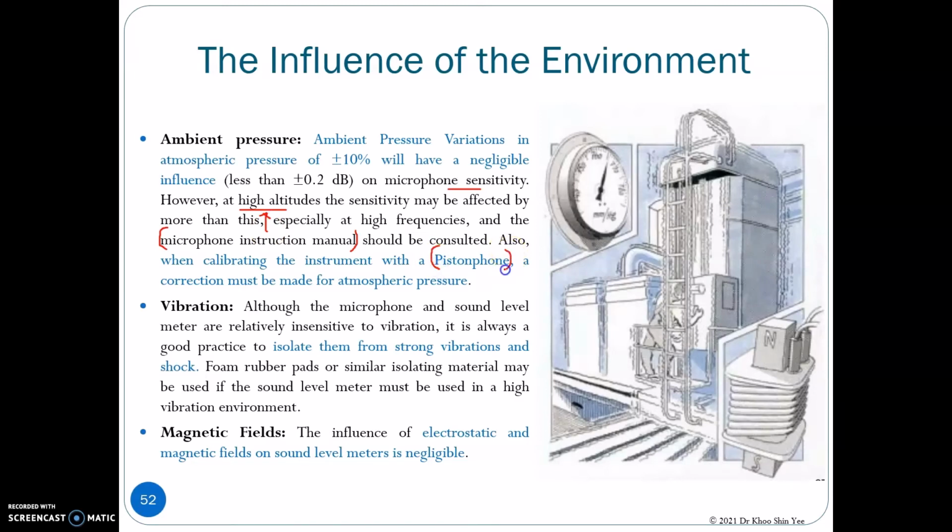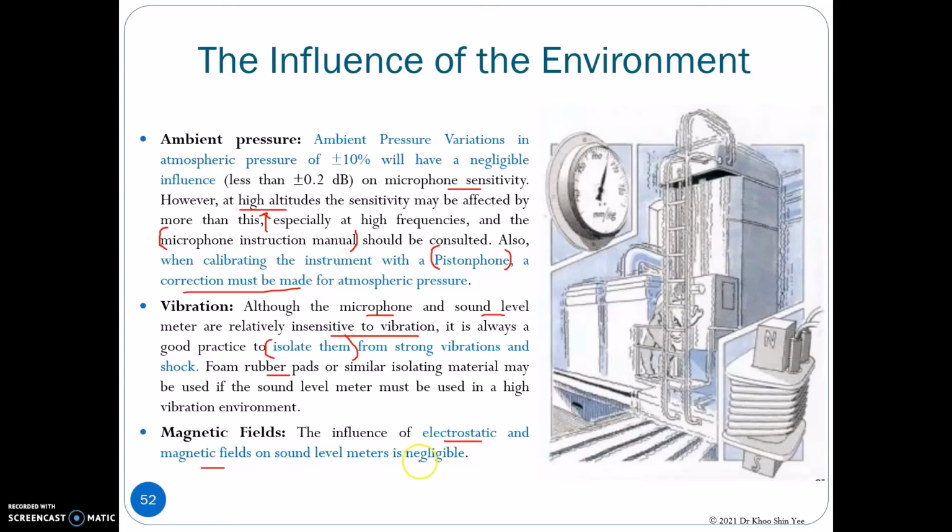A pistonphone is the instrument that we use to calibrate the sound level meter. When we are performing the calibration, the correction must be made for atmospheric pressure. Although the microphone and the sound level meter are relatively insensitive to vibration, it is still recommended to isolate them from strong vibration. For a high vibration environment, we can consider using a rubber pad or similar isolating material for the sound level meter.